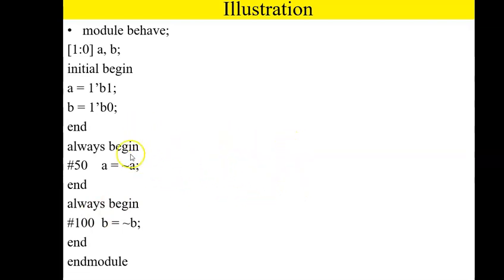After every 50 time units, A will become the complement of A. So here A is 1. When it becomes 0, it will become 1. Like this, you get a square pulse. This is a simple generation of a square pulse.